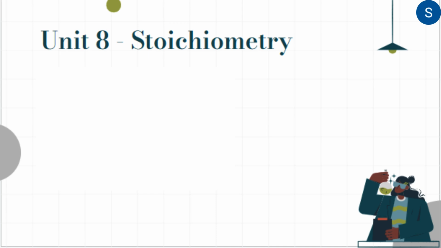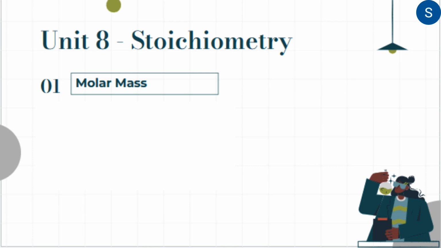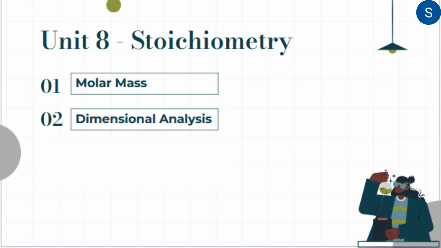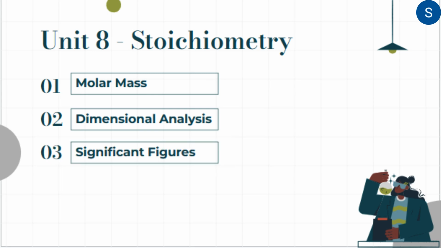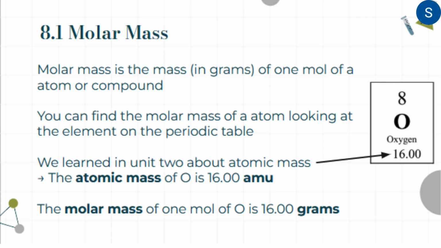Welcome to Unit 8, Stoichiometry. In this unit, we will be covering molar mass, dimensional analysis, and significant figures. So, what is molar mass? Molar mass is the mass of grams in 1 mole of an atom or compound.